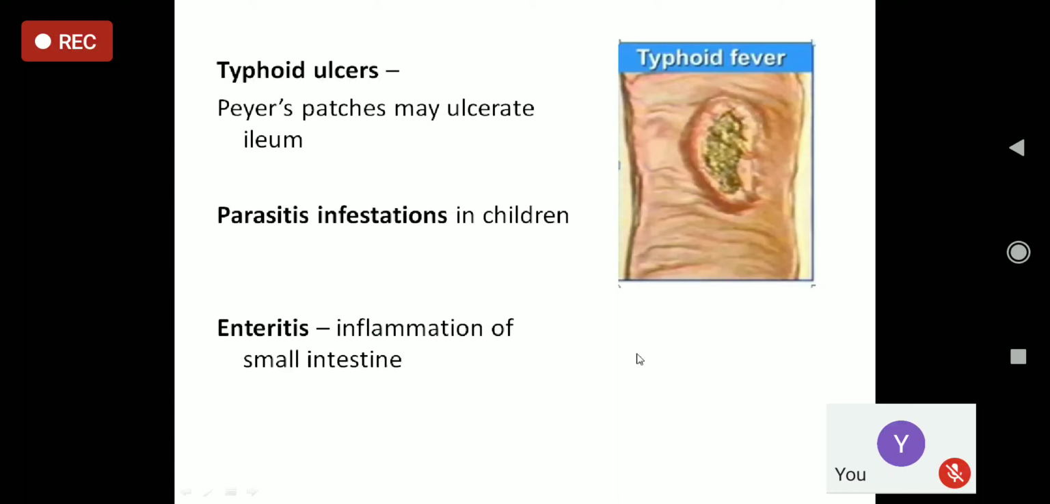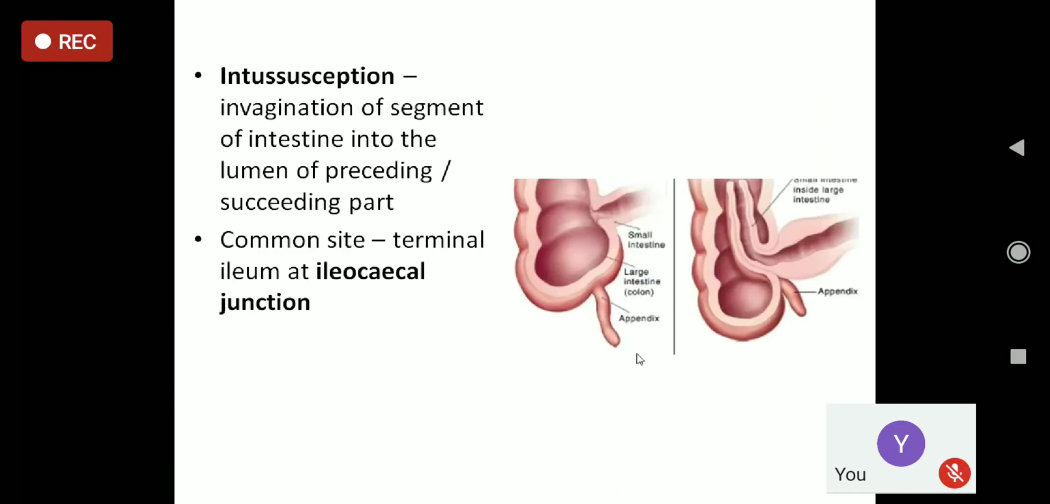So these are the important clinical aspects, and another important aspect is intussusception. So what is intussusception? In this figure you can see the cecum here. You can see the appendix. This is the ileocecal junction. This is the ileum here, the gut part. This is the ileum, and this is the cecum here.